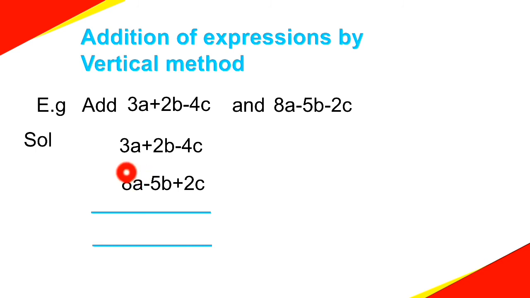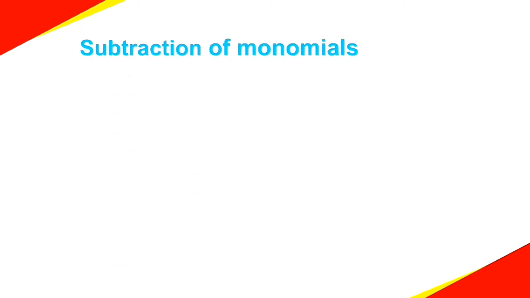See, 3a and 8a both are like terms, right? So add these two terms, what are you going to get? 11a. Next, plus 2b minus 5b. Here we have to see the signs. Plus 2 minus 5 means minus 3b. Plus 2 minus 4, so what we can get? Minus 2c. What is the result? 11a minus 3b minus 2c. Right? Now we are going for the next.